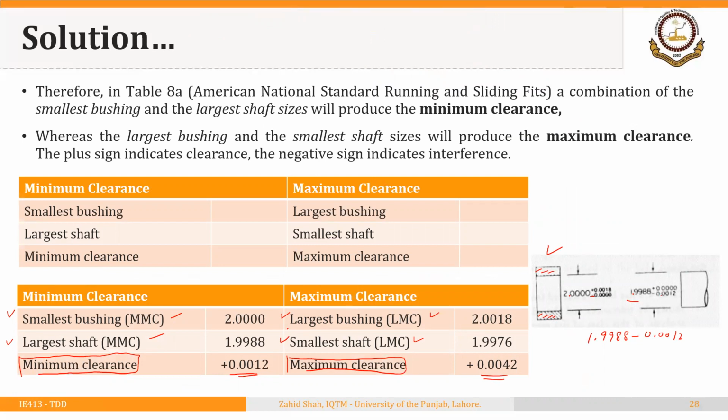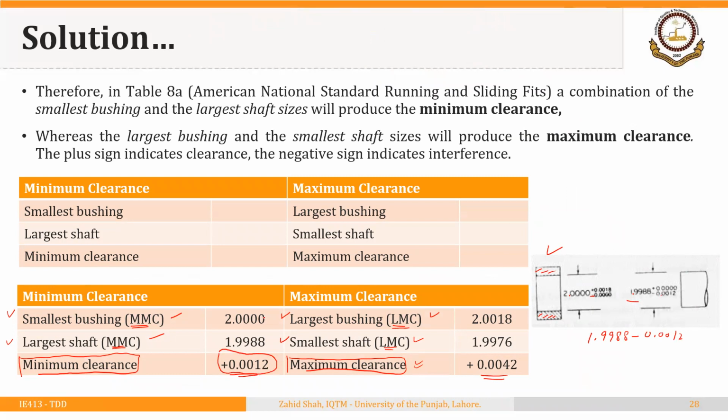Or in other words, we can say that when both the bushing or the hole and the shaft are made at MMC, we will get the minimum clearance. And when both are made at the LMC, we will have the maximum clearance. And of course, clearance can range from 0.0012 to 0.0042, so we can have any other value between these two values as well. But you could notice that this is the minimum clearance, so we cannot achieve smaller clearance than this.